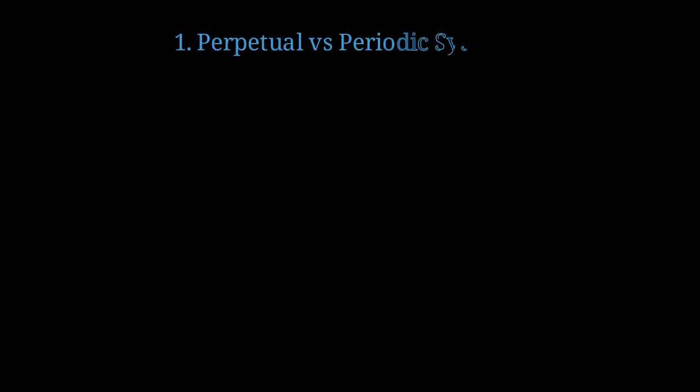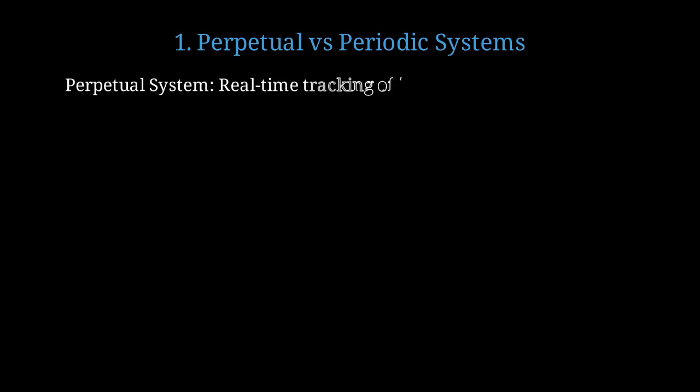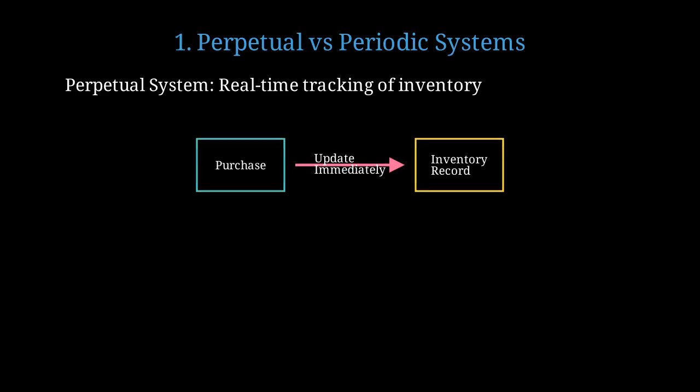Let's start by understanding the two main inventory tracking systems. The perpetual system maintains continuous real-time records of inventory quantities and costs. In a perpetual system, every purchase or sale immediately updates the inventory records, providing up-to-date information.